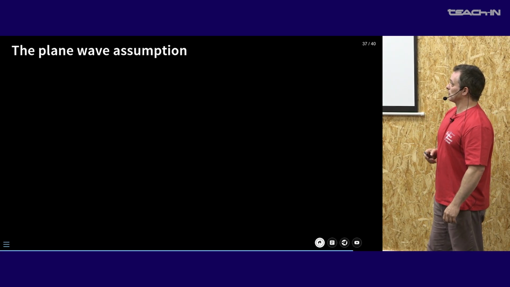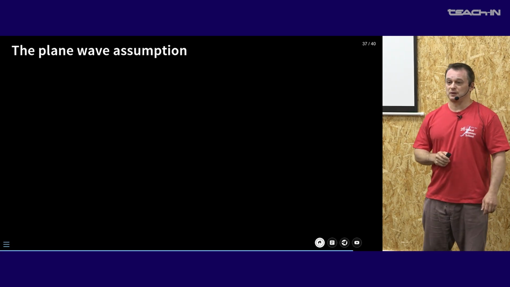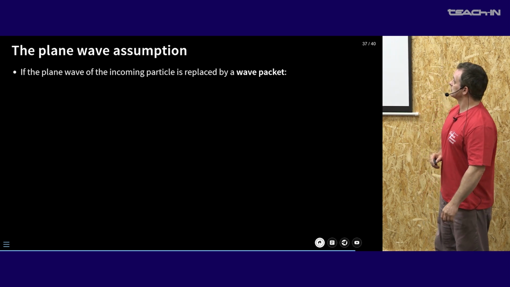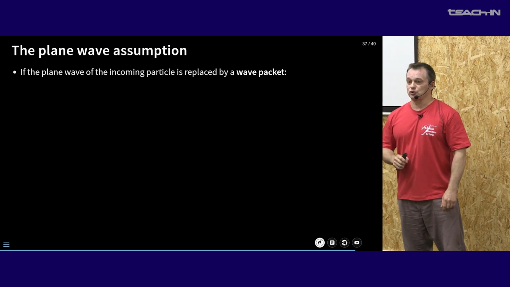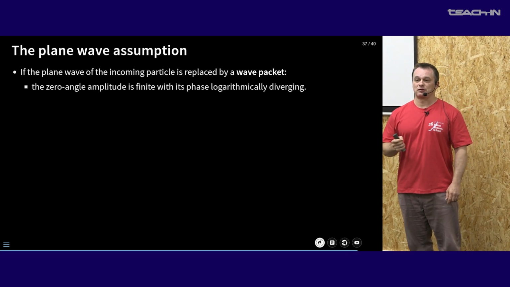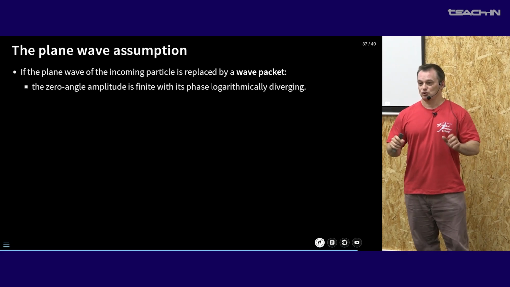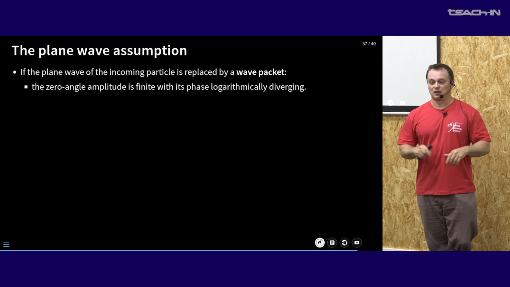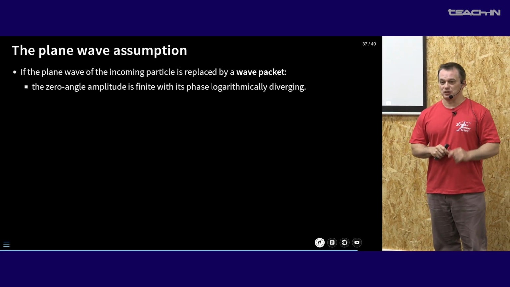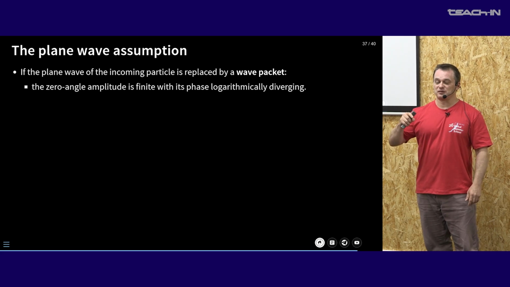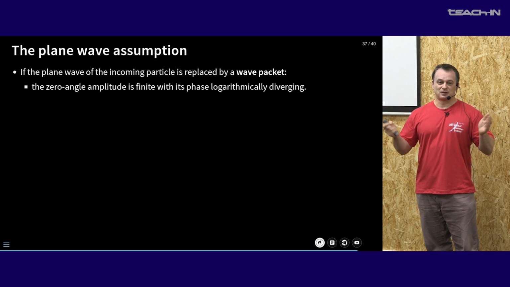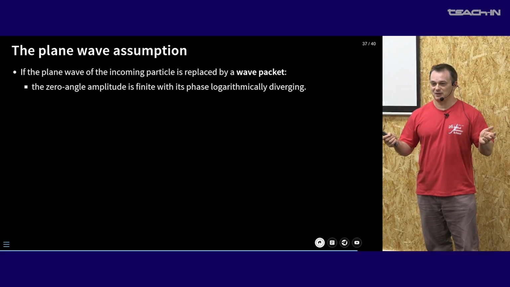Because if you replace the plane wave by a wave packet and repeat the exercise, you will realize that if you calculate the amplitude for the 0 angle, this amplitude is not diverging. It is finite. So the wave packet already treats this divergence. But there is some divergence, and it appears as the phase of the matrix element. Since it is a phase, in the amplitude squared it disappears.